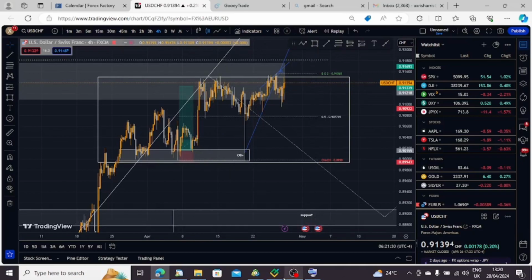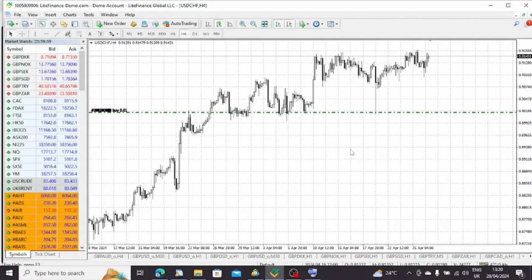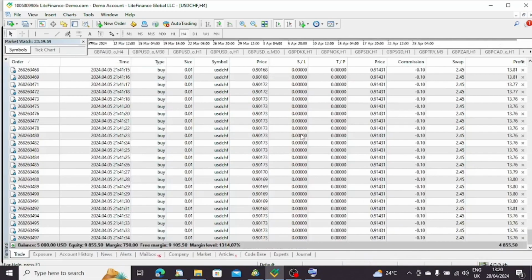Markets are closed. I can show you the trade. Here is the trade. Took the trade here. Markets are currently here. It's on a weekend, and I'm still in the trade. I went full margin actually on this trade with a buy lot size of 0.01. Full margin on a 5,000 account. I can show you the trades.